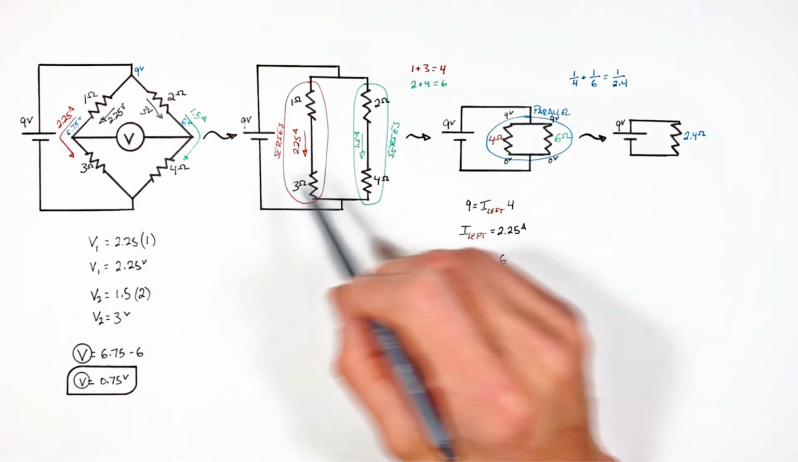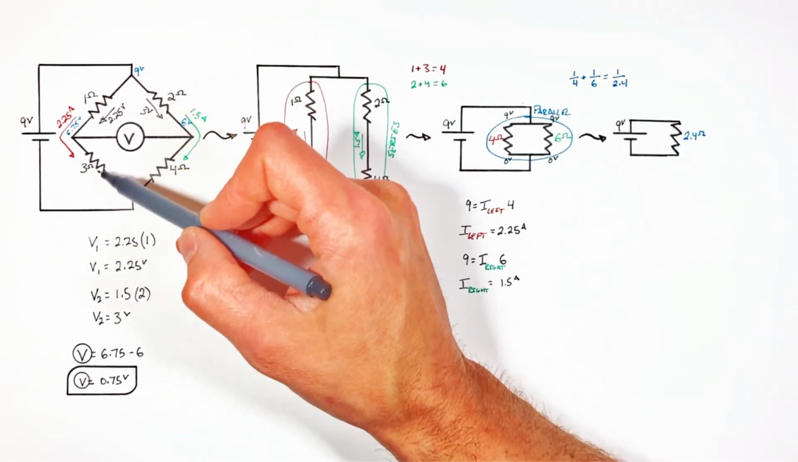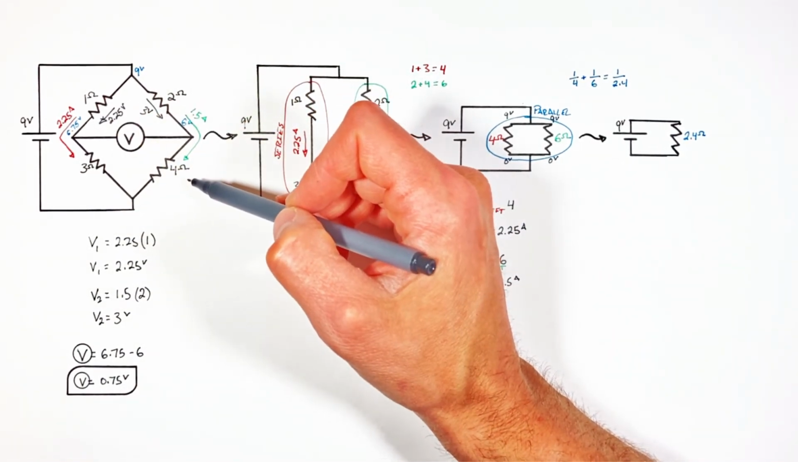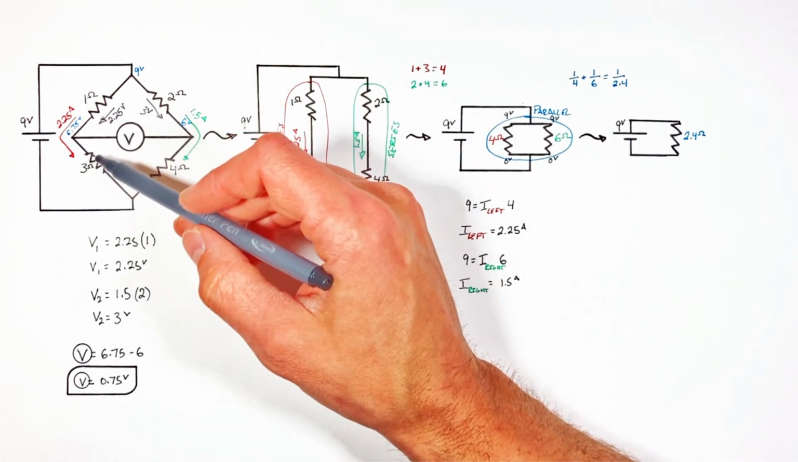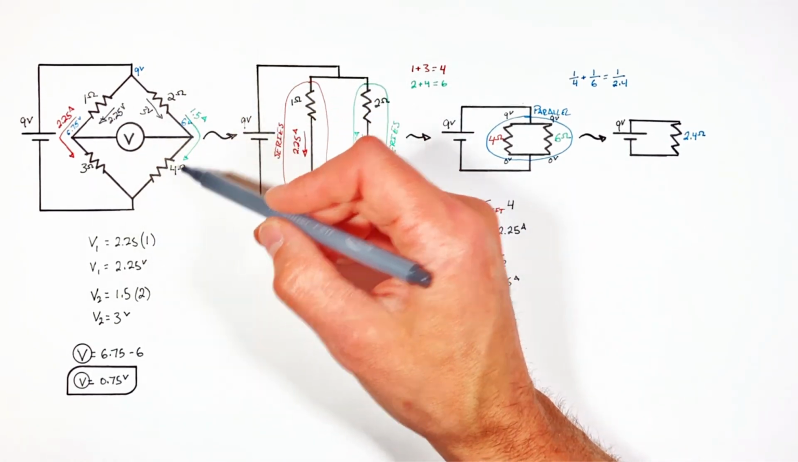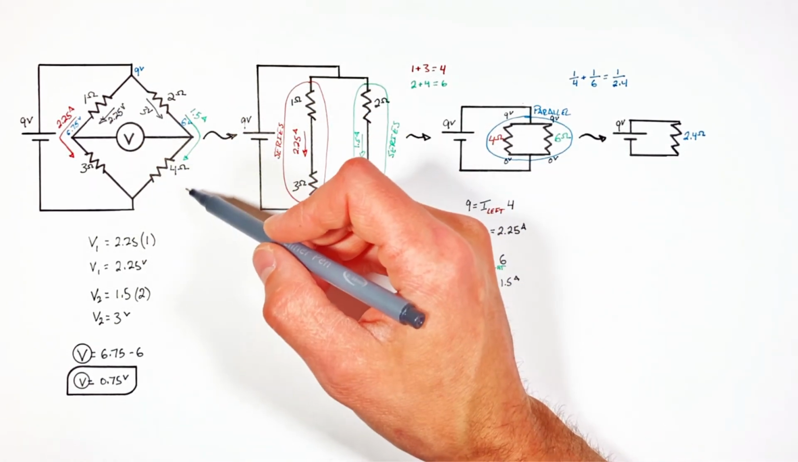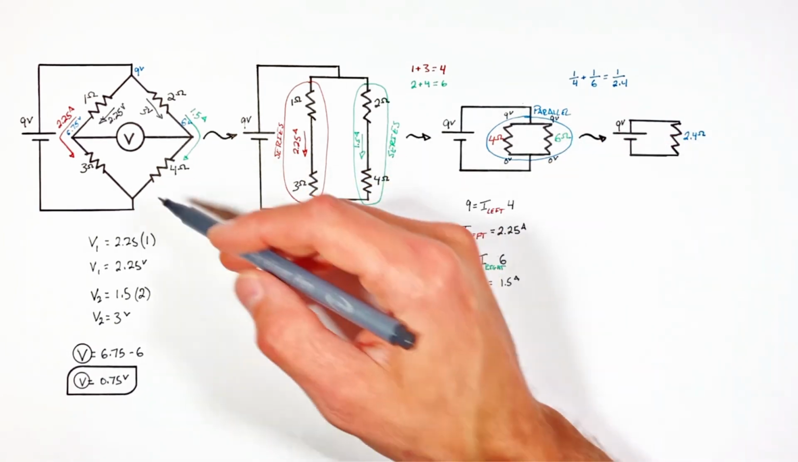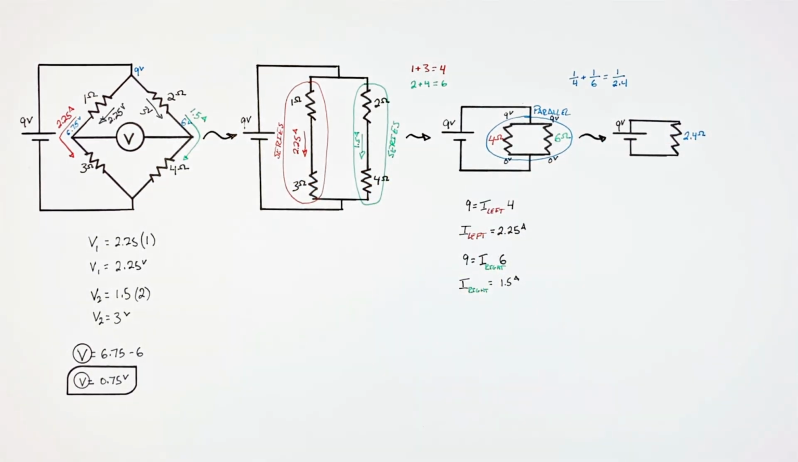Now realize, this method only works if we know the values of the resistors. If we have an unknown value, or we're given all these values as variables, well, then we need to come up with a more general equation using a completely different method. So if you want to see that, stick around and I'll show you how to solve a Wheatstone bridge when we're just dealing with variables.